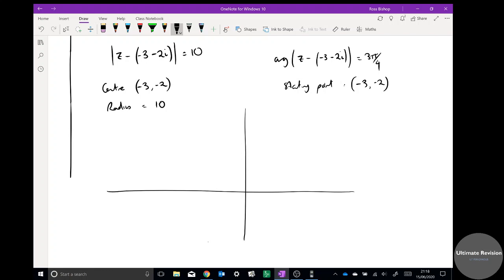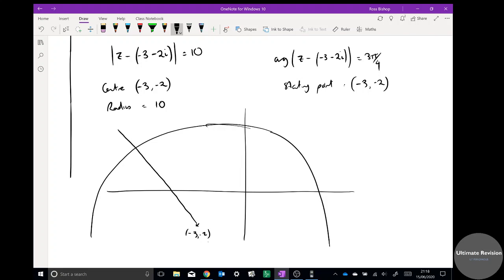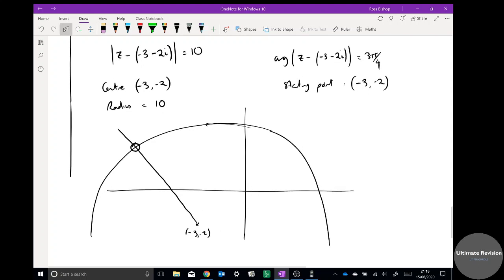They both have a centre there, minus 3 minus 2i, and the equation of the circle, I'm not going to draw all of it, but it's going to go all the way around like that, isn't it? And the equation of the half line is one that goes up like this. What they want is for you to find the coordinates of that point, or that's the vector. We're trying to work out where that point is.